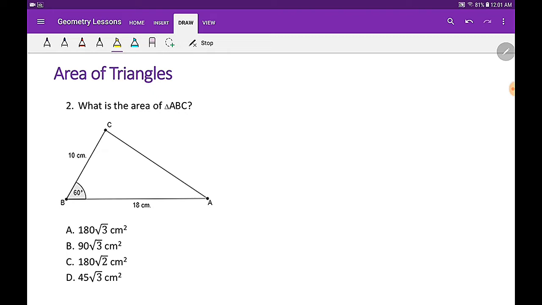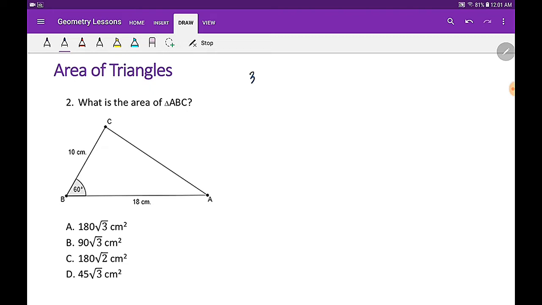Now, recall that in a 30-60-90 right triangle, let me draw that for you. This is 30, that's 60. The ratio of the sides are 1 opposite the 30-degree angle, and then you have square root of 3, and then you have 2. So that's the ratio for a 30-60-90 right triangle.